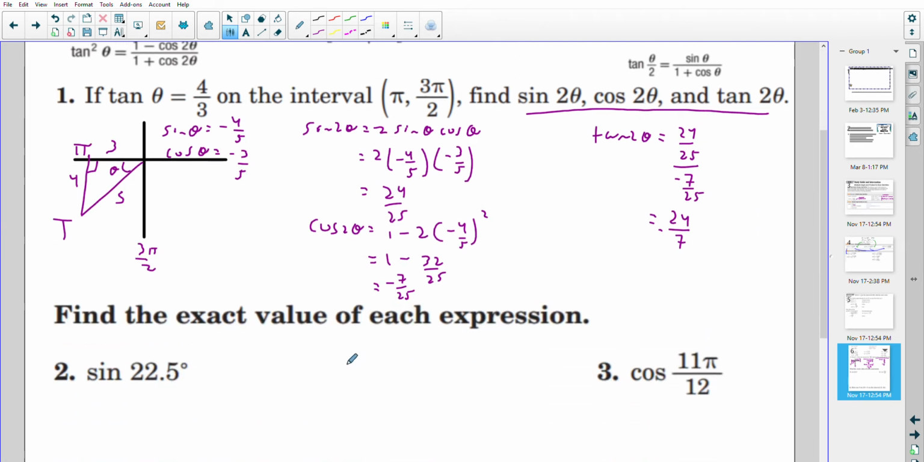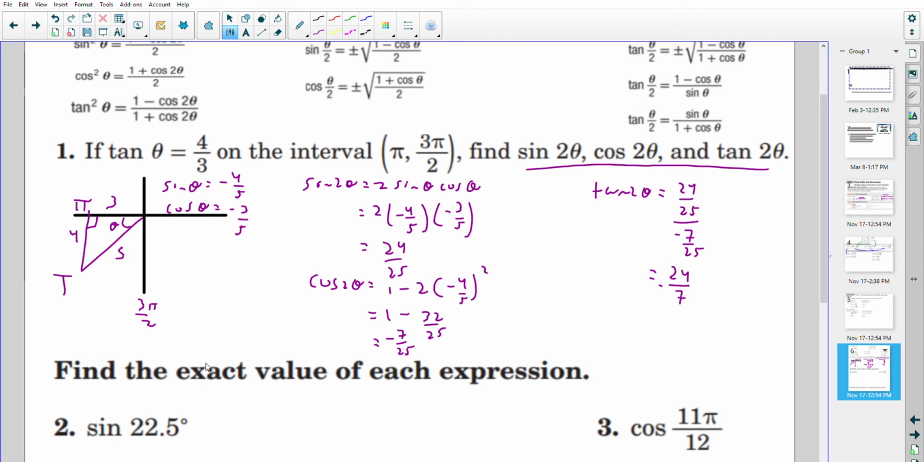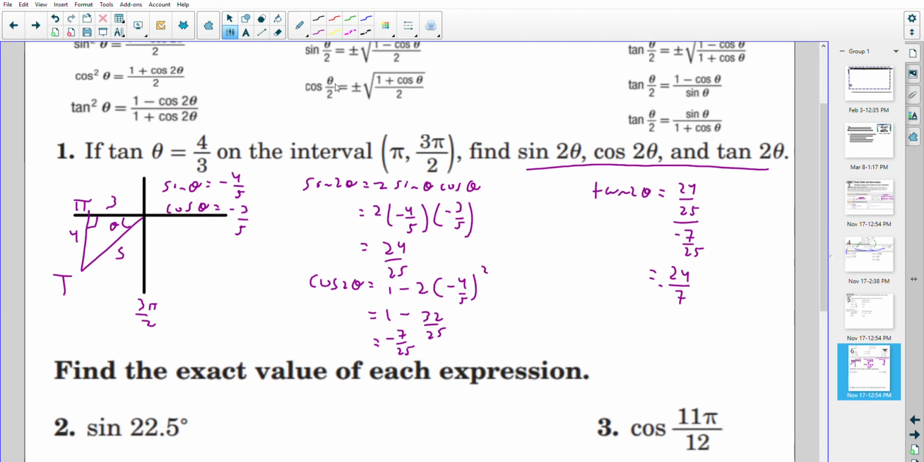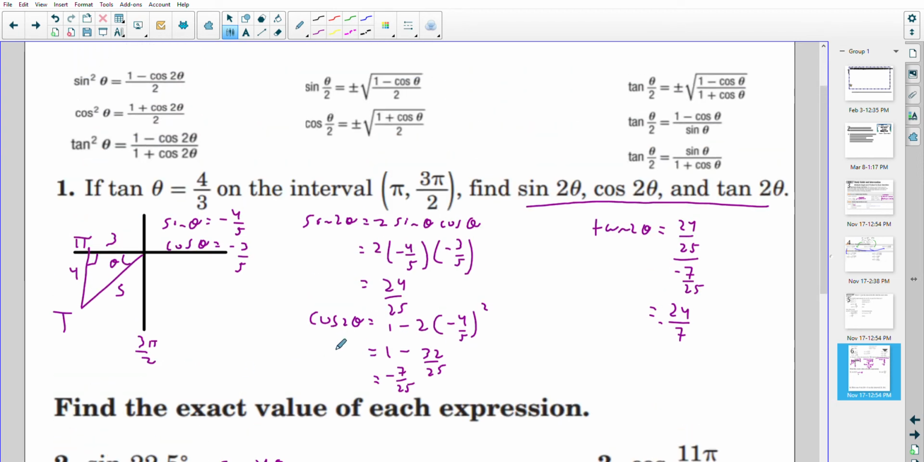Going down to another problem, let's say you have the sine of 22.5. Now, sine of 22.5 gives you the option of doing 45 divided by 2, which you have right here. Sine 45 divided by 2. So let's go ahead and rewrite this. This is going to equal the sine of 45 divided by 2, which equals, and again, looking at this formula, it's going to give you this right here.